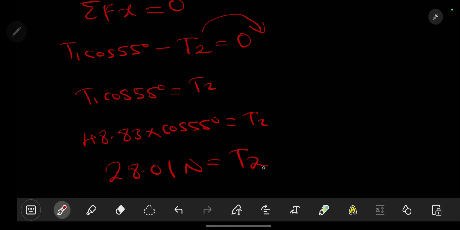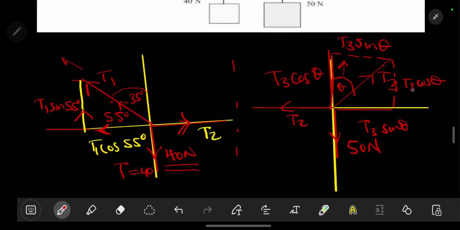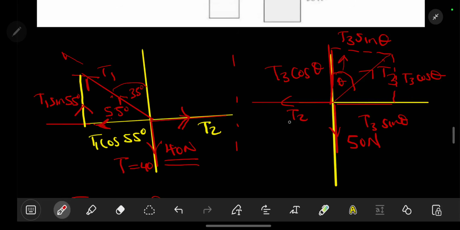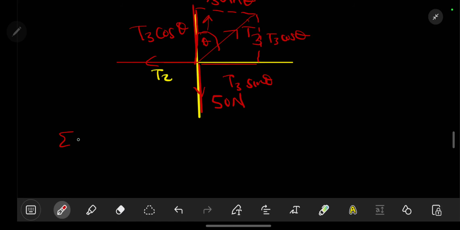So we have found T1 and T2. So all we are remaining with is to find the angle, which is this theta, and T3. Then we are done. So let's take advantage of the values that we have found, because T2 is also found here, so we can take advantage of that. Let's lift this diagram.